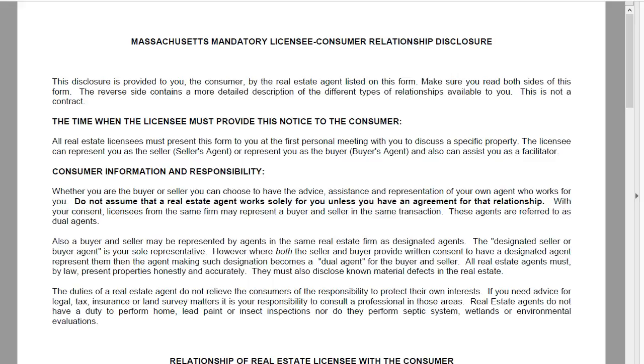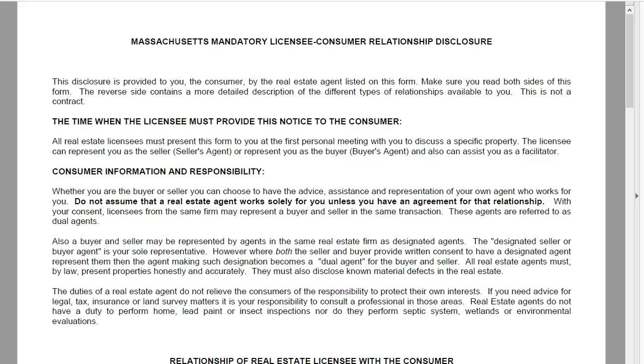In fact, it says that right here, this is not a contract. I've seen some agencies shrink this page down, put their letterhead at the top, and then add that right across the top: this is not a contract. Because the disclosure is simply information that you're providing to your client, usually your buyer and/or your seller, letting them know what type of agency relationship they should expect.